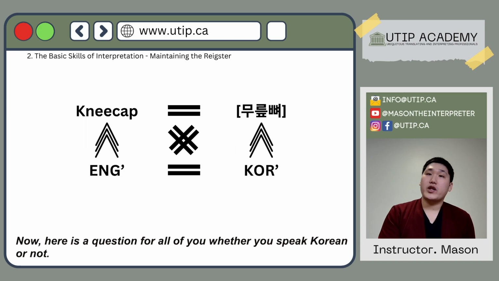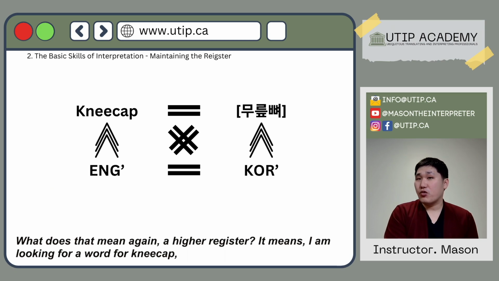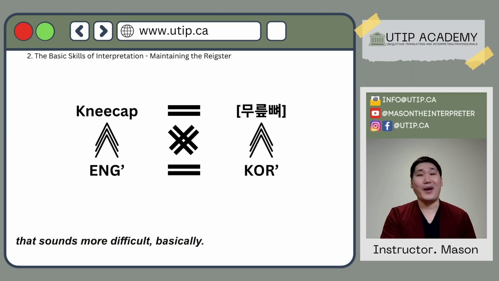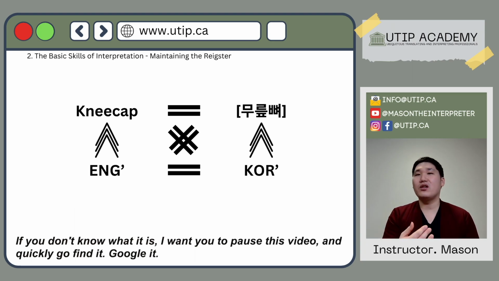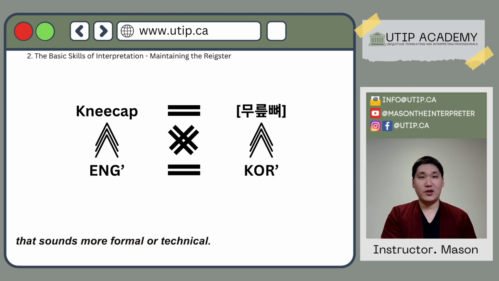Now, here is a question for all of you, whether you speak Korean or not. I want to find another English word, noted as English prime here, that is a higher register term of kneecap. What does that mean again? A higher register? It means I am looking for a word for kneecap that sounds more difficult, basically. If you don't know what it is, I want you to pause this video and quickly go find it, Google it. I'm not going to tell you what you need to type in the search bar, but I want you to find another word for kneecap that sounds more formal or technical.